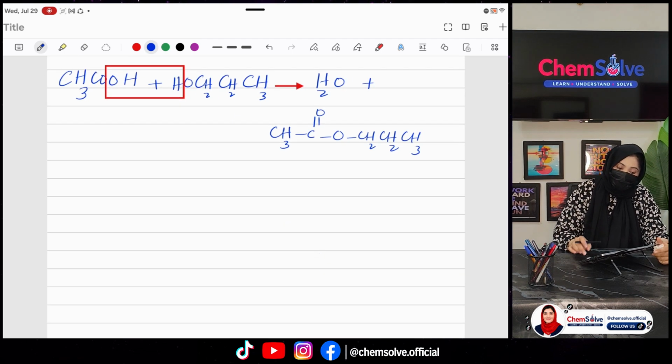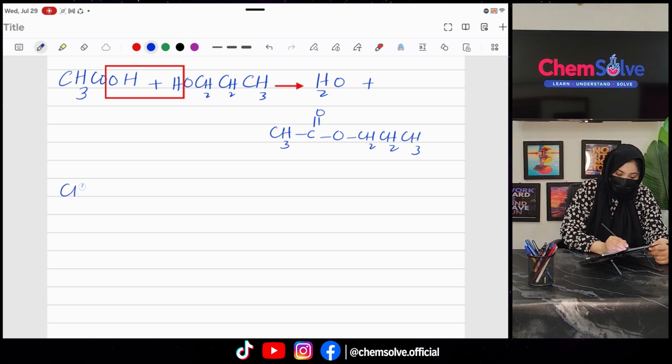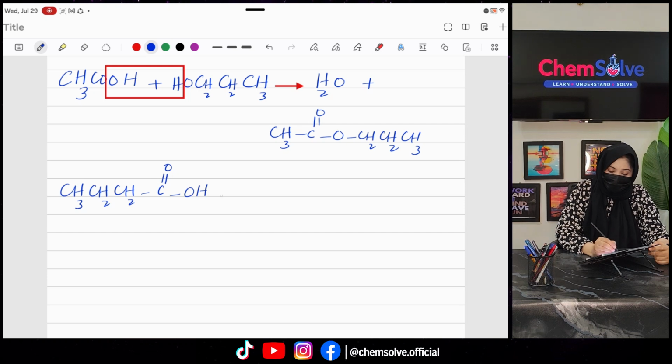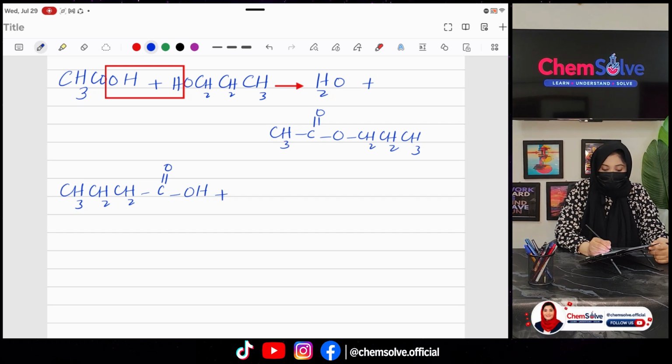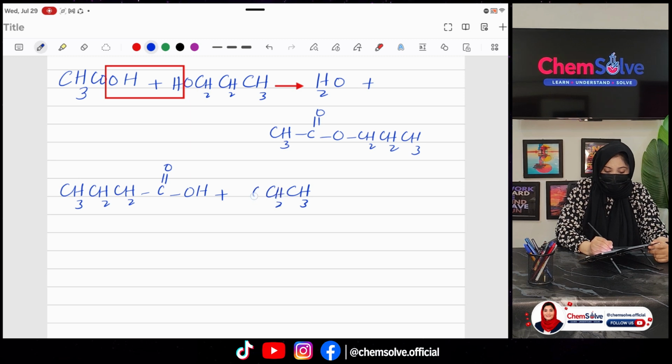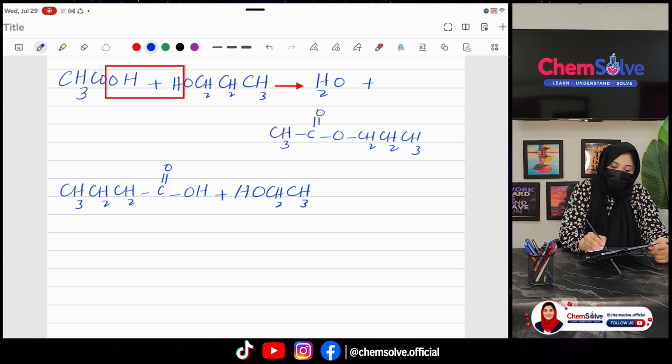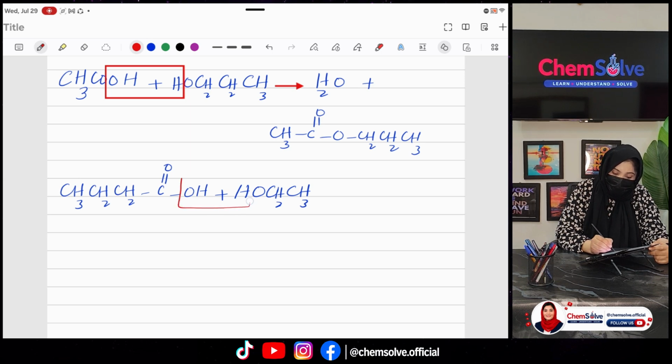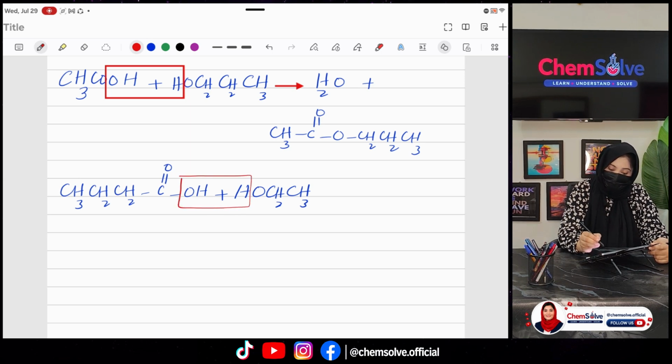Now let's take another example. I'm going to take butanoic acid. So the formula would be CH3, CH2, CH2, C double bond O, OH. And here I'm going to take ethyl alcohol. So the formula would be CH3, CH2, OH. Now we have to do the same thing. We will remove OH from here and H from here like this.